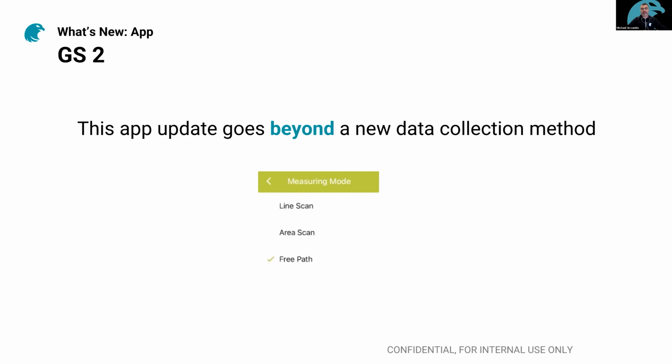The app update that we have just released goes beyond the new data collection method. In the past, previous users of GS8000 may remember that you could use either a line scan or an area scan. That means that you could collect just a line of GPR data over here, or you could draw a grid and collect 3D data through an area scan. Now we add something new. We add the free path. With the free path, you actually get the best of these two worlds, the line scan and the area scan, without the hassle.